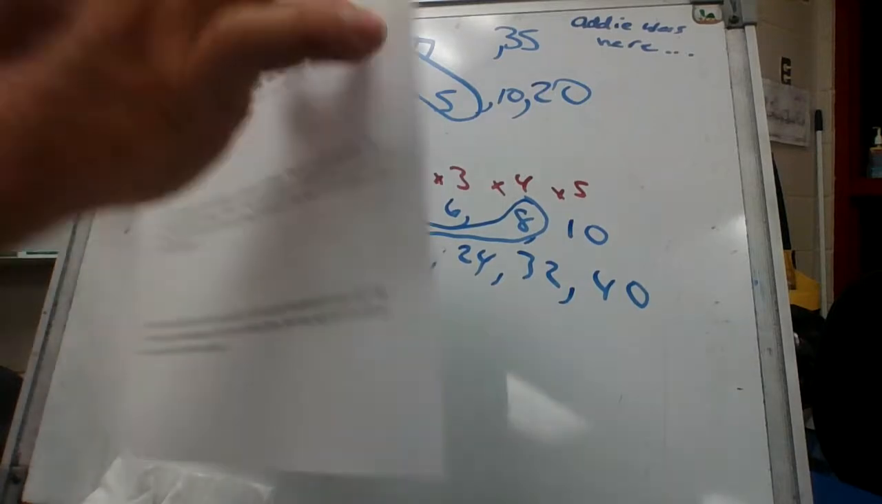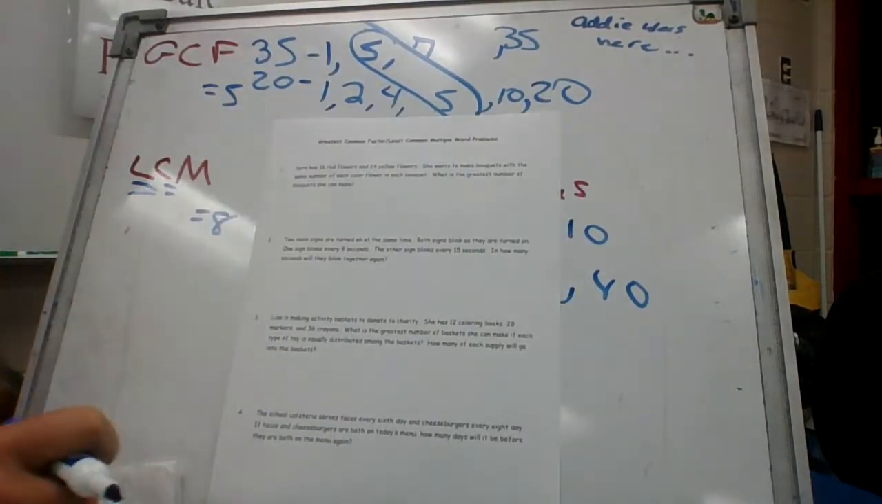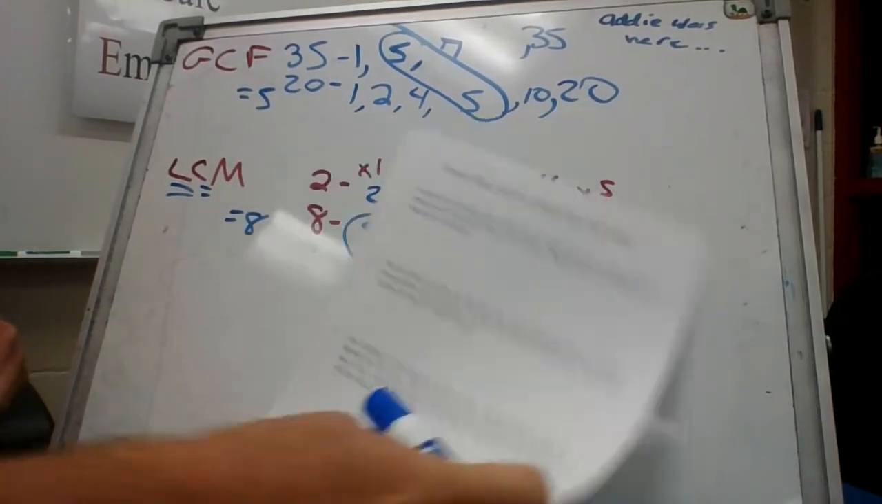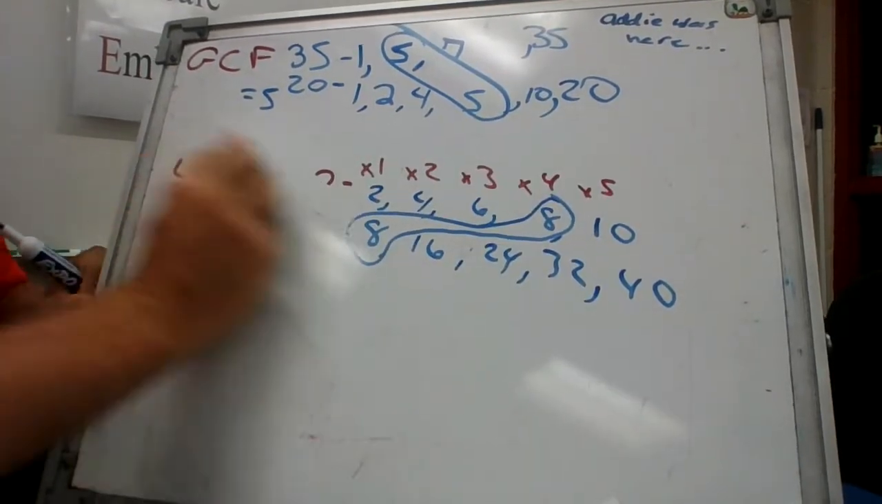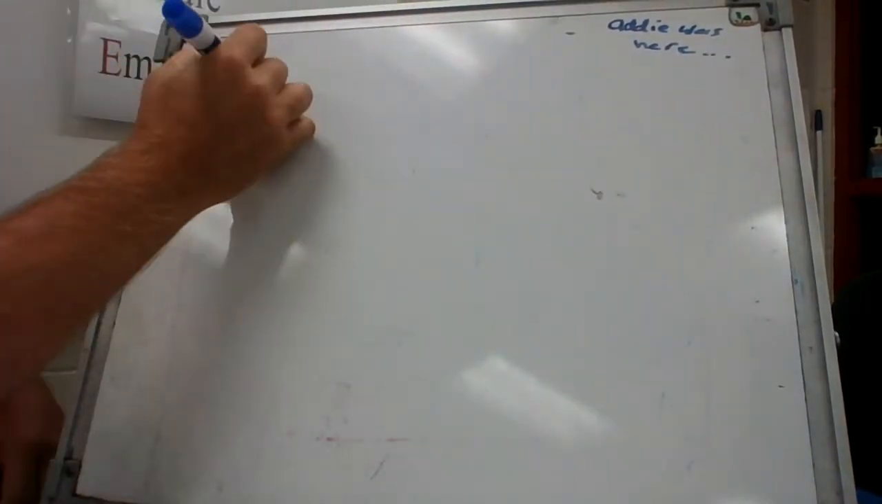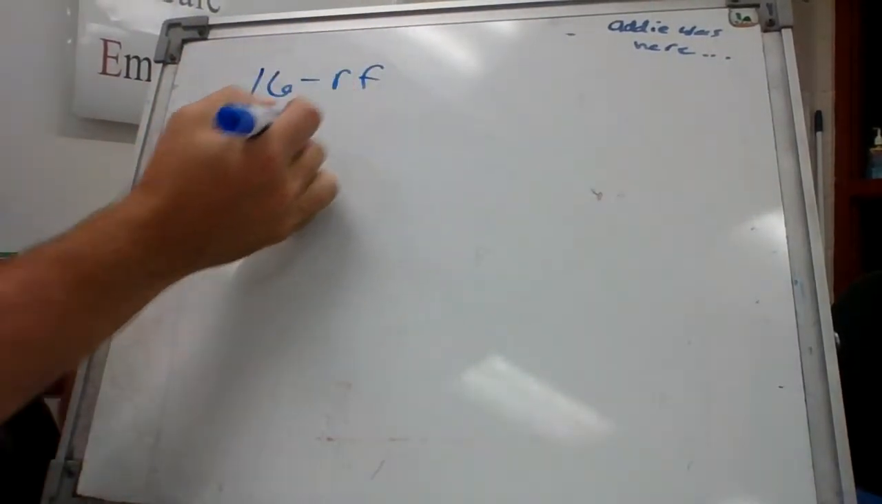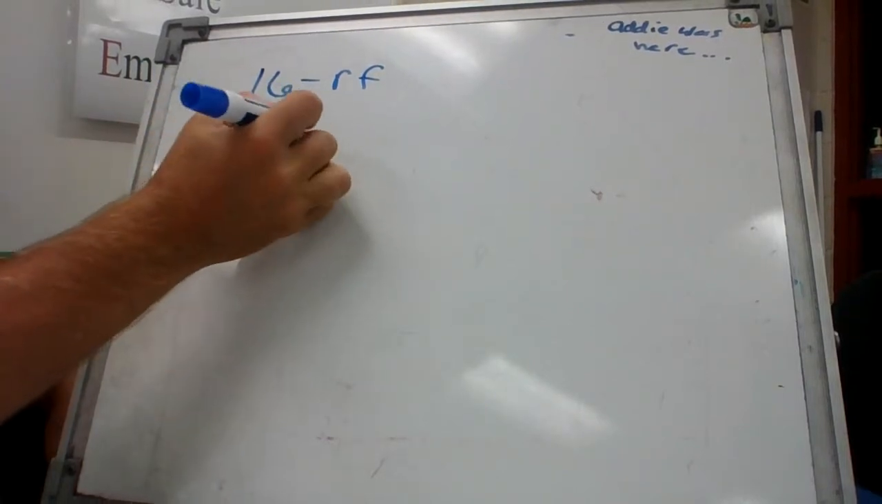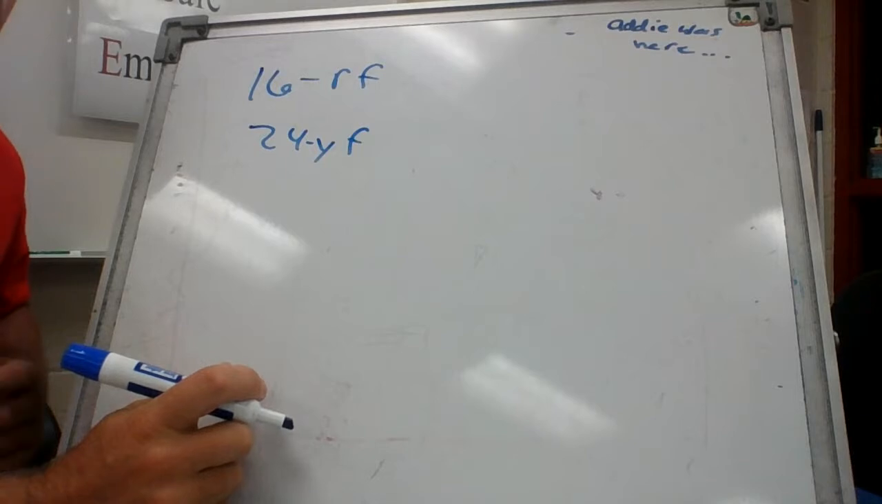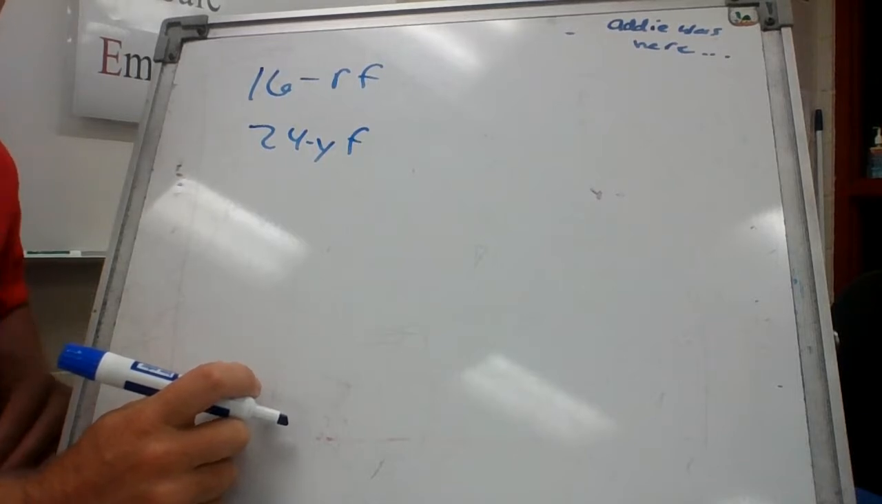Maybe you see this right here. Hope you can see this. Problem number 1 says, Sarah has 16 red flowers. Let's write that down while we're doing this. 16 red flowers. She has 24 yellow flowers. She wants to make bouquets with the same number of each flower in each bouquet. What is the greatest number of bouquets she can make?